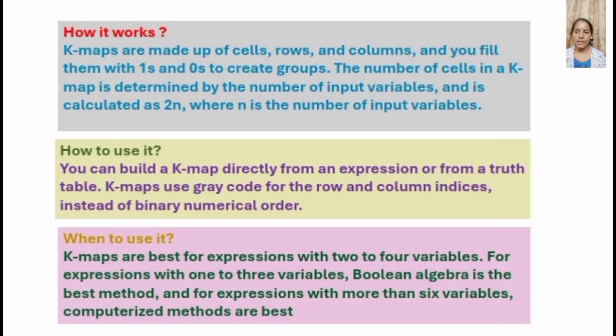Now let us see how the K-map works. K-maps are made up of cells, rows, columns, and you fill them with ones and zeros to create groups. The number of cells in a K-map is determined by the number of input variables and is calculated as 2^n, where n is the number of input variables. How to use it? You can build a K-map directly from an expression or from a truth table. K-maps use gray code for the row and column indices instead of binary numerical order.